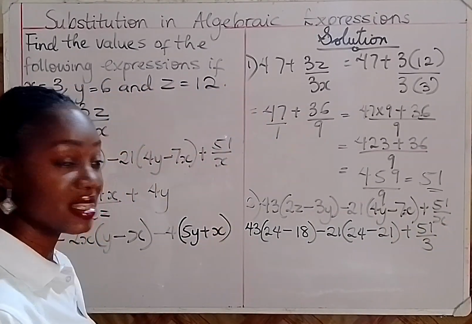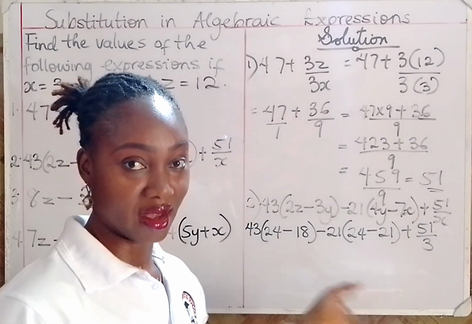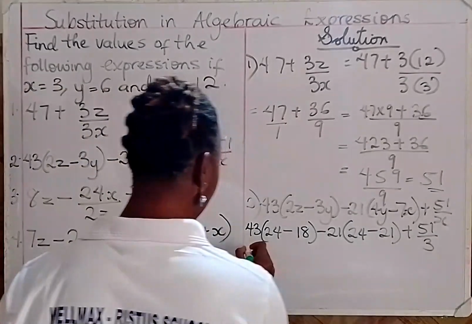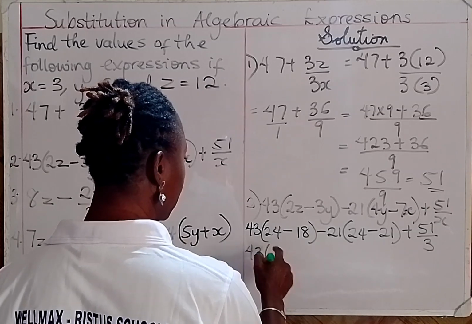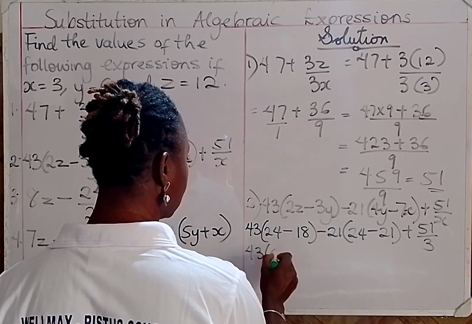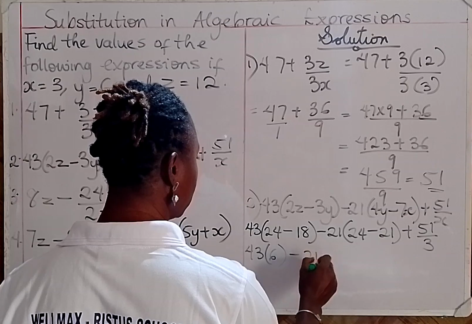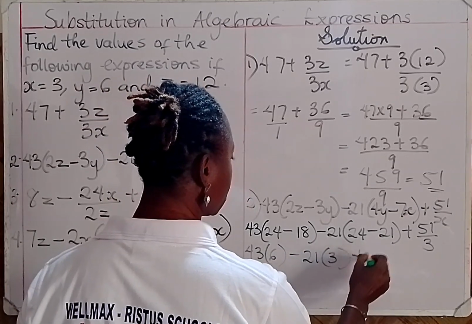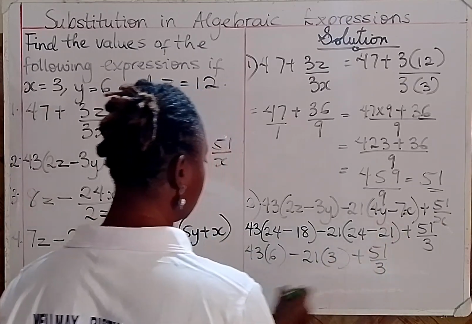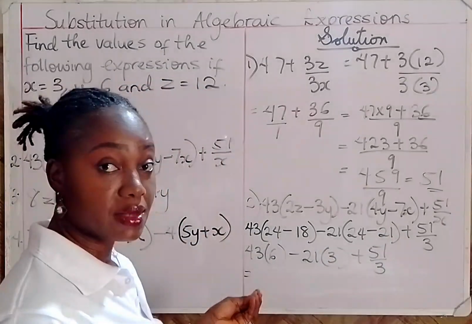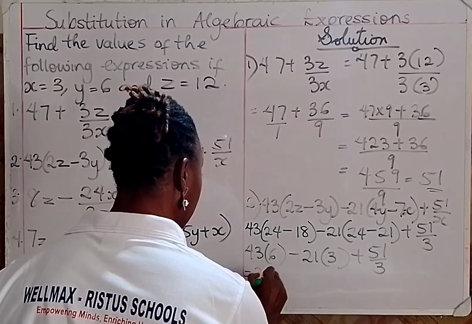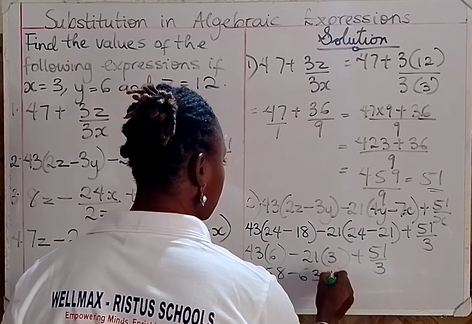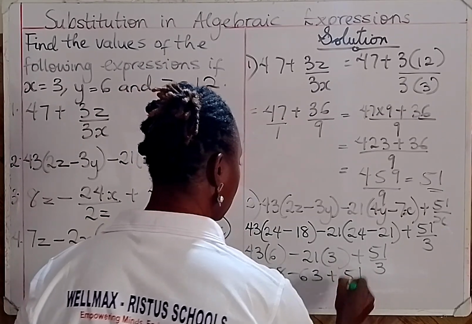3. You can see how I've been able to substitute the letters with their numbers. So we're going to just do the addition and subtraction of all what we have here. So we have 43 into bracket 24 minus 18 is 6, minus 21 into bracket what? 3. 24 minus 21 is 3, plus 51 over 3. So here we have 43 times 6 is 258. So we have 258 minus 63 plus 51 over 3.